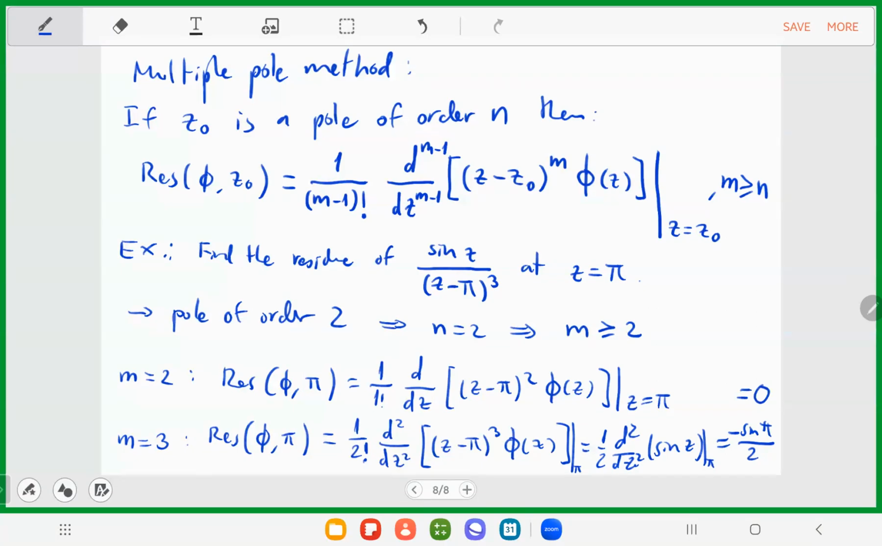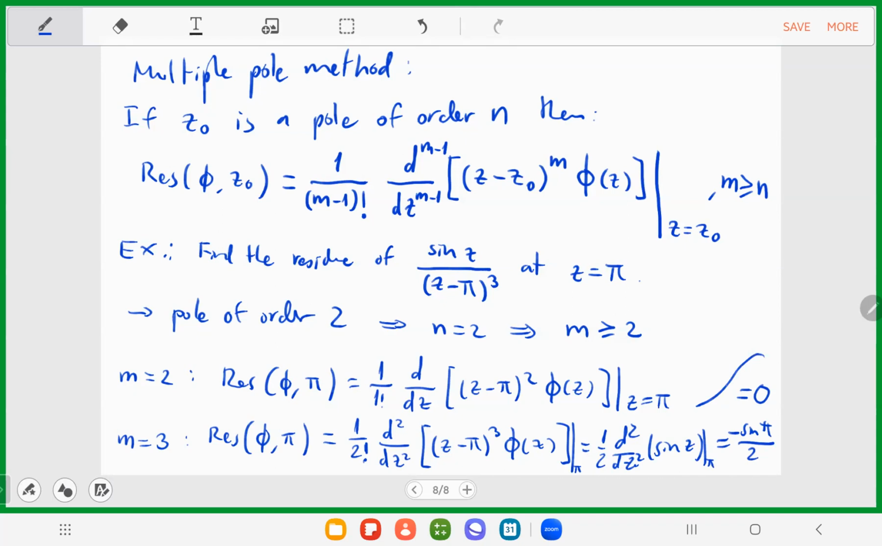If the pole is a simple pole, the residue cannot be 0, because the definition of simple pole is that the Laurent series has a B1 that is not 0, and the residue is B1. But if the pole is order 2 or more, that means there are higher order coefficients, B2, B3, or whatever, and there is no condition on B1. B1 can be any number, any complex number. So in this case, it is 0. Okay?